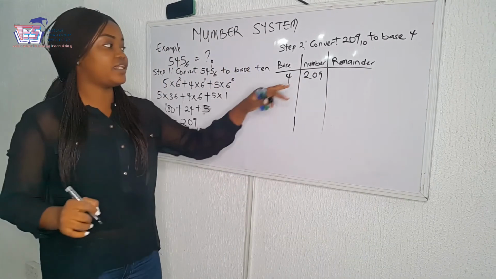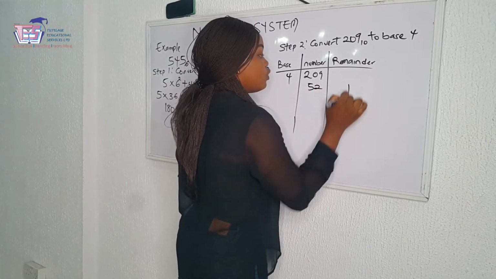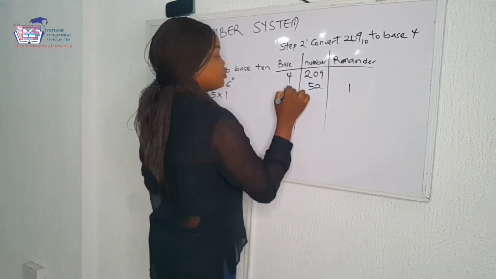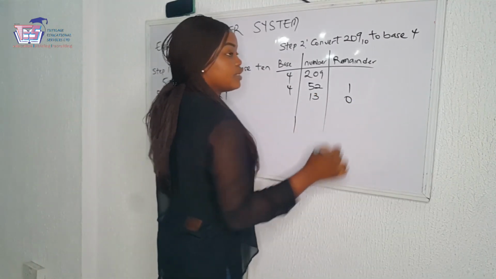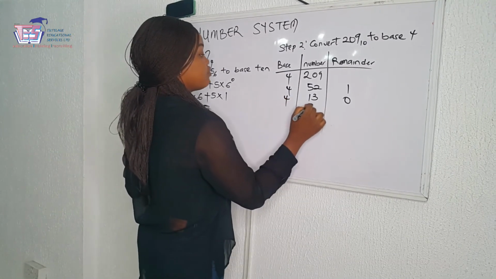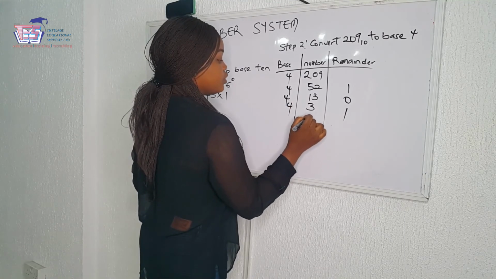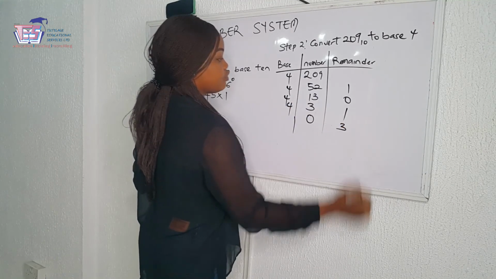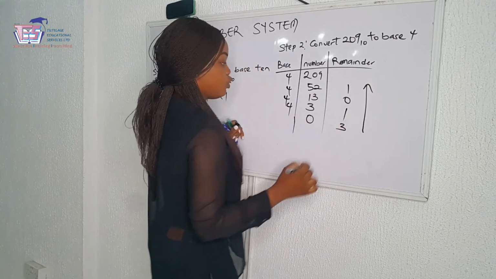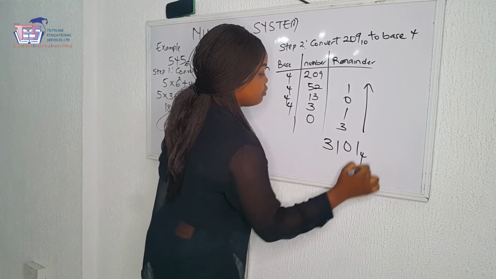209 divided by 4, we have 52, remainder 1. 52 divided by 4, we have 13, remainder 0. 13 divided by 4, we have 3, remainder 1. Then 3 divided by 4 will be 0, remainder 3. So like we did, the answers come from down to up. Our answer will be 3, 1, 0, 1 in base 4.